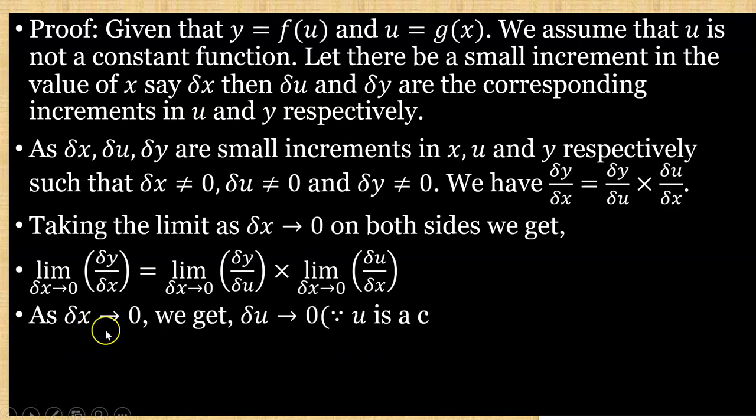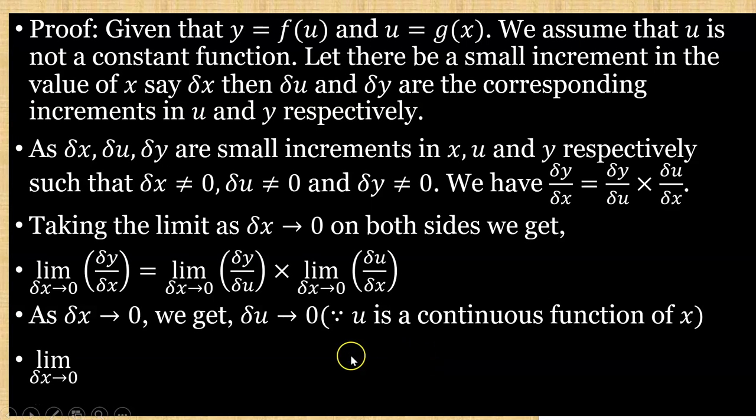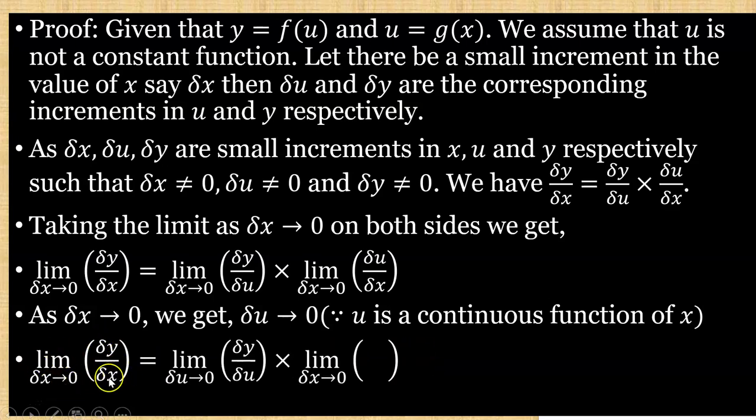As delta x tends to 0, we get delta u also tends to 0, since u is a continuous function of x. Therefore, the limit delta x tends to 0, delta y by delta x is equal to limit delta u tends to 0, delta y upon delta u into limit delta x tends to 0, delta u upon delta x, and this is number 1.